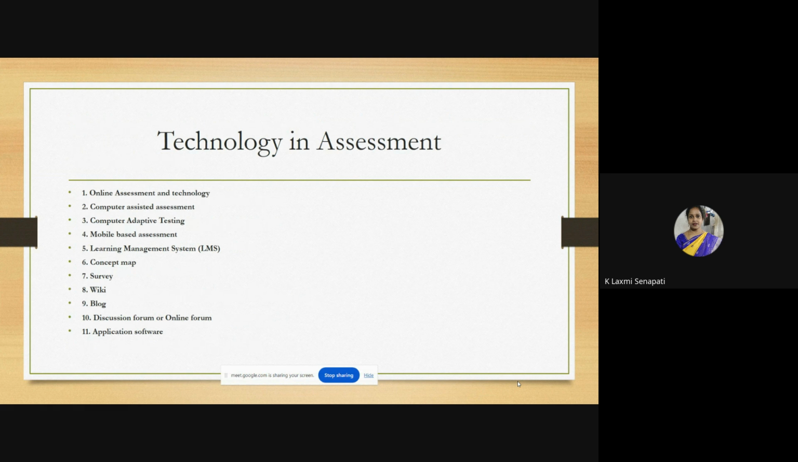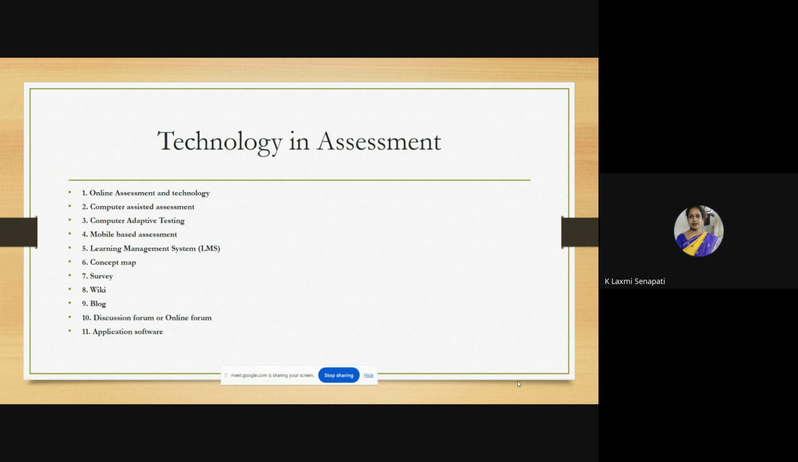Here, technology in assessment: in what way will this technology be helpful for the students in the assessment process? Online assessment and technology. Online, now Google Form is there. Or suppose you are filling in a new form, that time also some questions will be given to you, and some options will be there. Nowadays for appearing in any entrance exam also a CBT test is there, a computer based test.